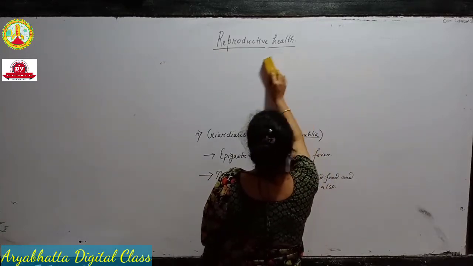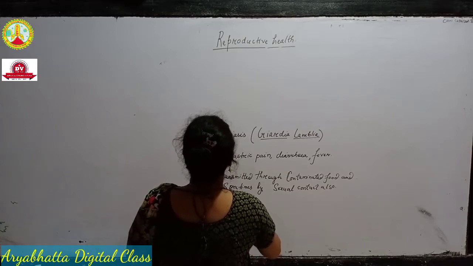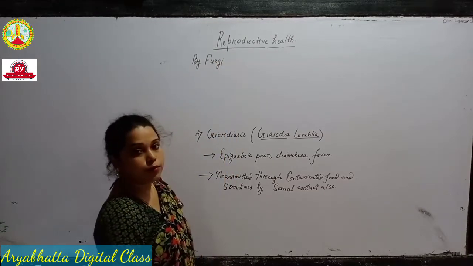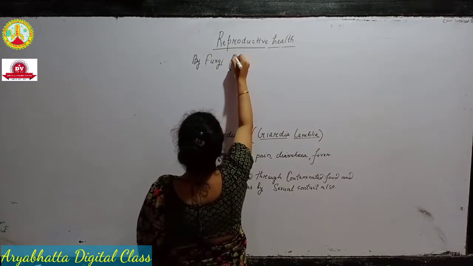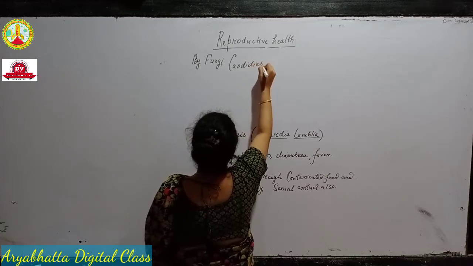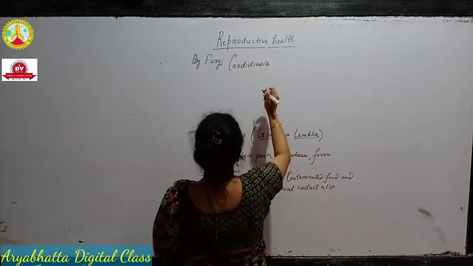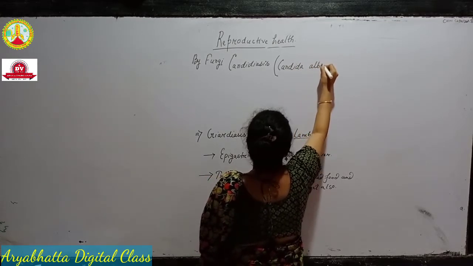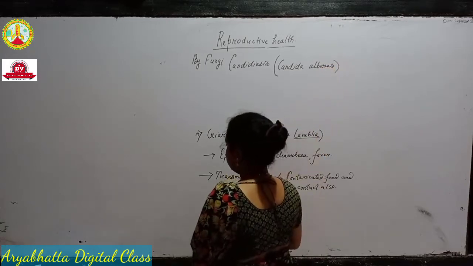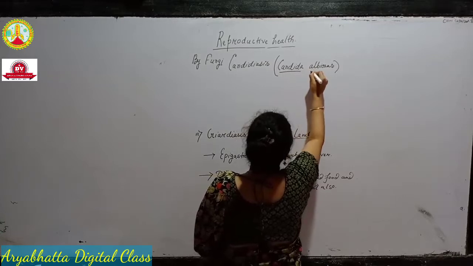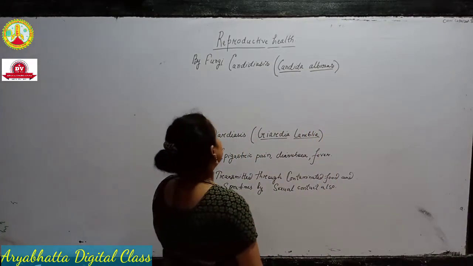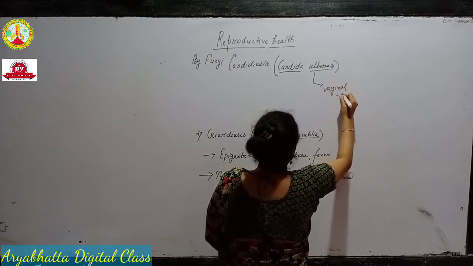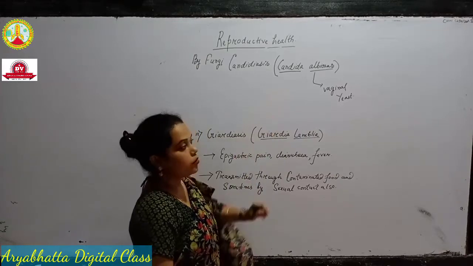So next we will see diseases by fungi, fungal diseases. What is the disease? Candidiasis. So what is the pathogen? Candida albicans. This is the scientific name of the fungus, and this is the disease candidiasis. It's also called vaginal yeast. This is one type of yeast which remains in the vagina of females.